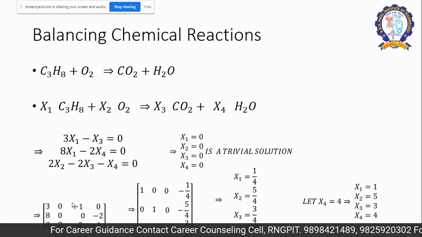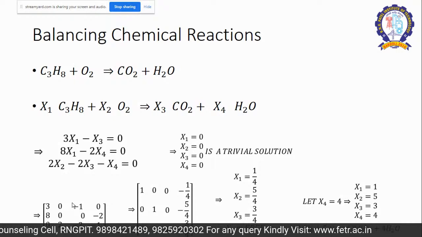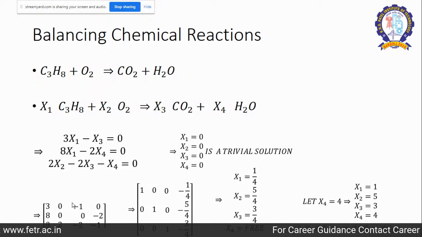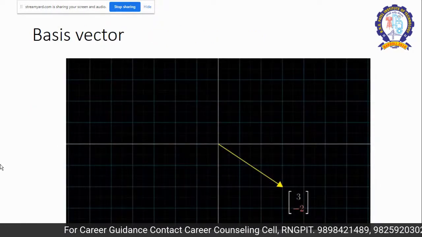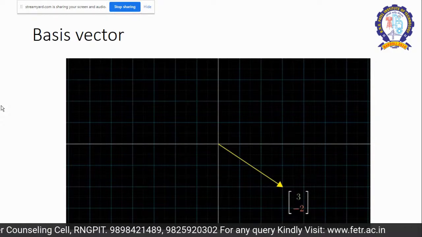That gives the balanced chemical reaction. So the solution ultimately is nothing but C3H8 plus 5O2 gives 3CO2 plus 4H2O. Now, there are certain terminology that are very hard to understand in linear algebra.